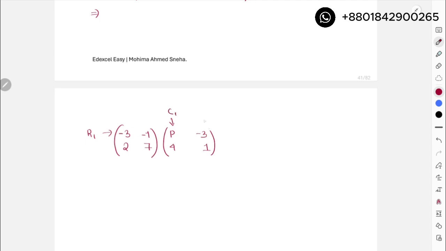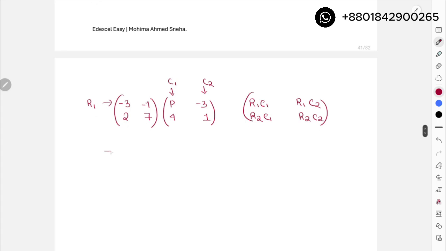And then again row 1 will be column 2. So this is how we'll do row 1 column 1, row 1 column 2, and then row 2 column 1 and row 2 column 2. This is how we'll do the multiplication. So first we are going to multiply row 1 with column 1.